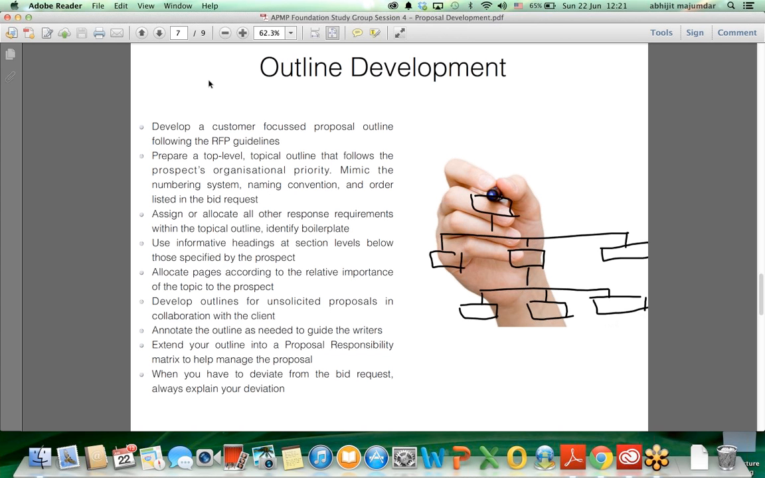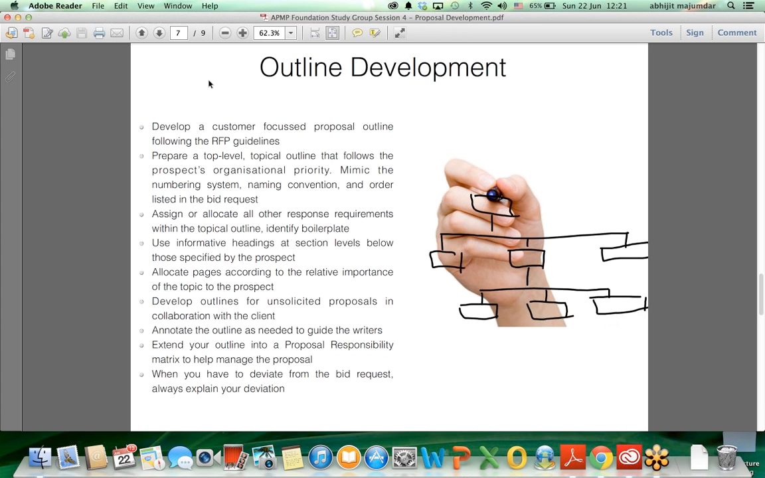You can understand that from the evaluation criteria. If you see that a particular topic has a high evaluation weightage score compared to another topic, you can always allocate more pages to that particular topic.